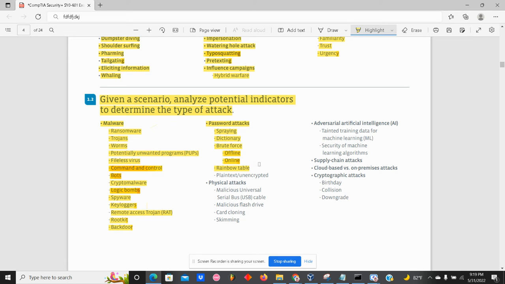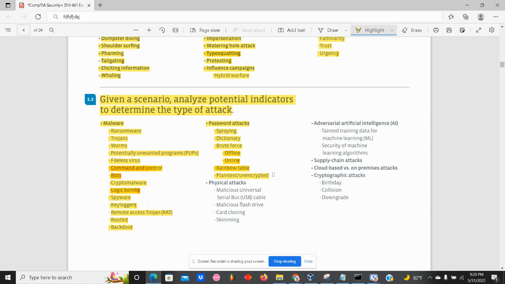Rainbow table. Rainbow tables take pre-computed hashes, so hashes that are already made, and take advantage of something called collision attacks, which I will explain later on. But all you have to know is that rainbow tables are useless if there is a salt. I'll explain that one later on too.